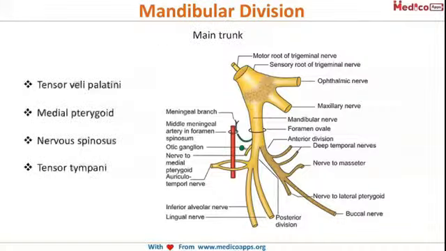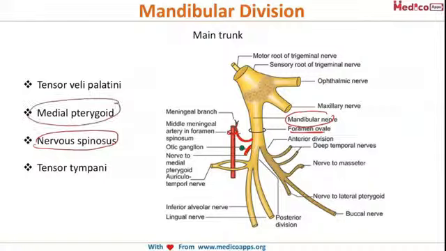So what happens is that after the mandibular nerve exits the foramen ovale, it gives out a small branch here. Okay, and this branch again enters the cranial cavity through the foramen spinosum, and it supplies the meningeal layer. Okay, so the nervus spinosus is arising from the mandibular division, and it enters the cranial cavity back through the foramen spinosum. Okay, and it gives a nerve to the medial pterygoid.